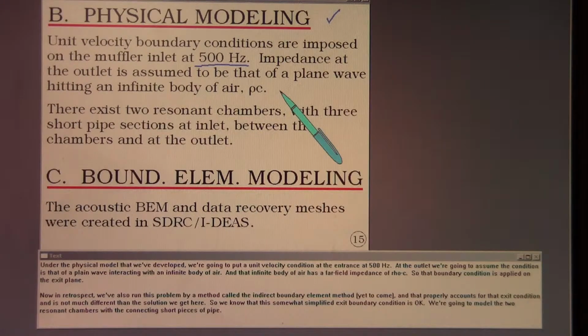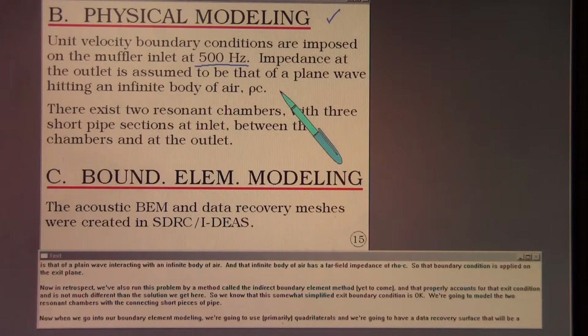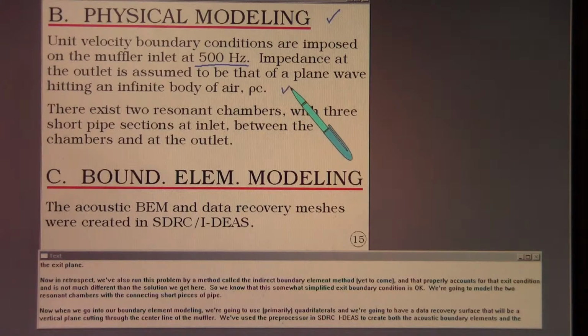Now, in retrospect, we've also run this problem by a method called the indirect boundary element method, yet to come, and that properly accounts for that exit condition and is not much different than the solution we get here. So we know that this somewhat simplified exit boundary condition is okay. We're going to model the two resonant chambers with the connecting short pieces of pipe.